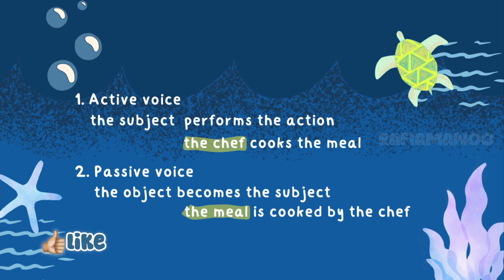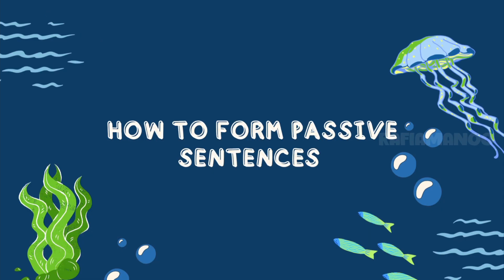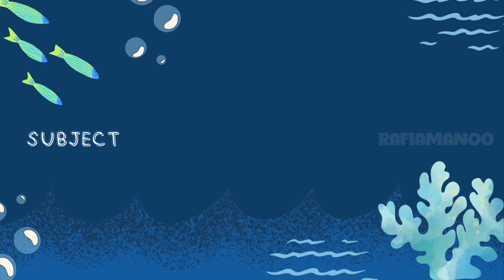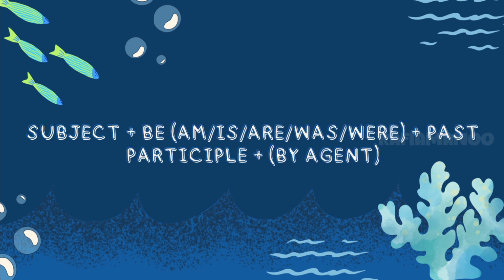How to form passive voice? Now, let's look at how to form passive sentences. The basic structure of a passive sentence is subject plus be, am slash is slash are slash was slash were, plus past participle plus by agent.